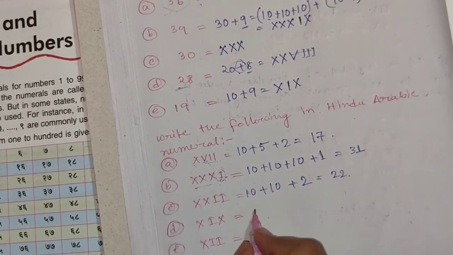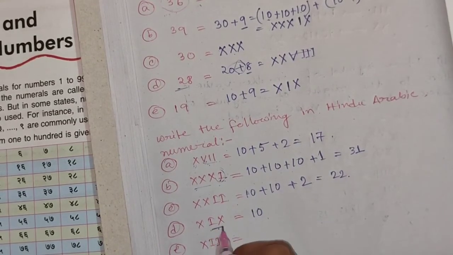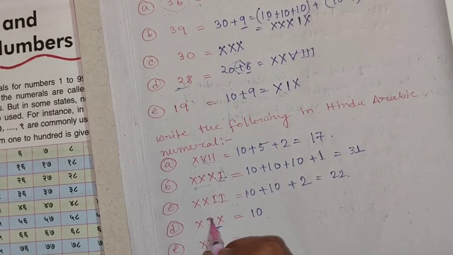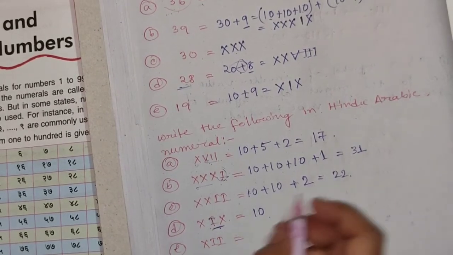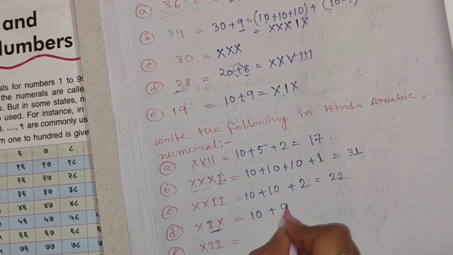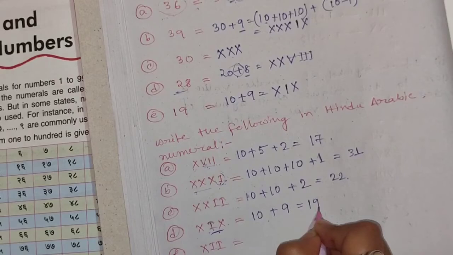Next, XIX. X is for 10 and IX is for, তাহলে IX এখানে আমরা দেখতে পাচ্ছি যে I টা X এর লেফটে লেখা আছে, তাহলে আমাদের কি সাবট্রাক্ট করতে হবে? 10 minus 1, that is 9. So IX is for 9. So 10 plus 9 is 19.